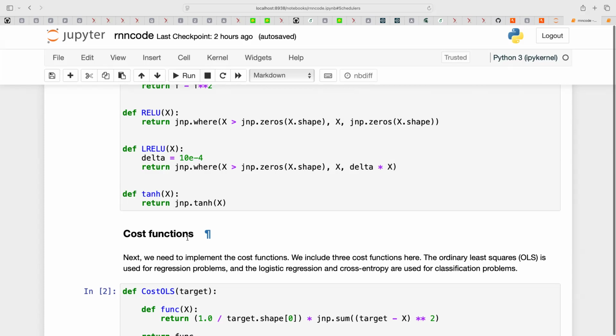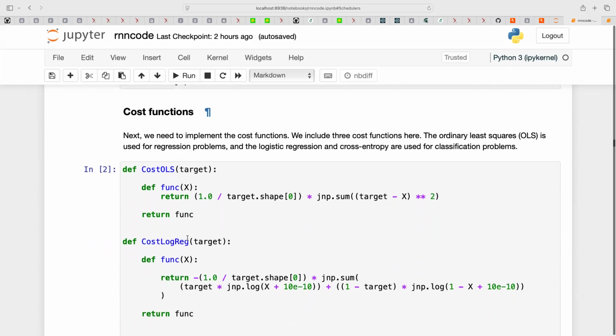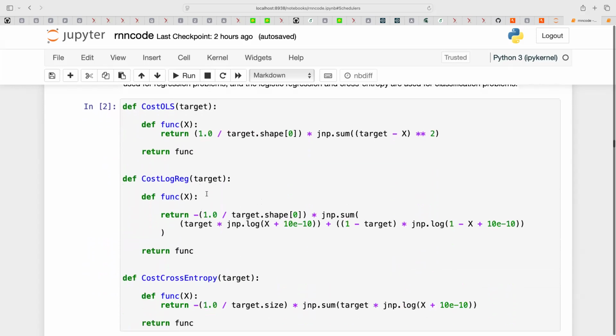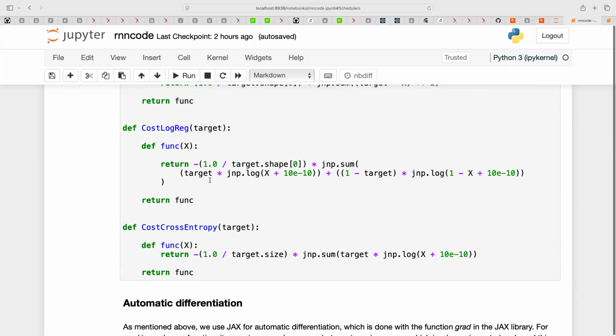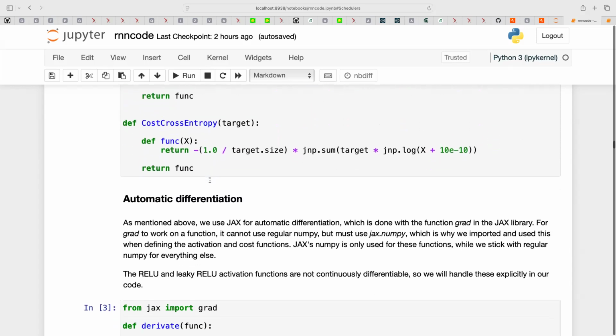Then we have the cost functions. Here I took the cross entropy and the standard one for the mean squared error. These are things which you have seen before, but types of cost functions are things which you can change. This is the logistic regression cost, and then we have the standard cross entropy, which we typically use for either binary or multi-class classification problems. This is something which you probably remember from previous calculations.